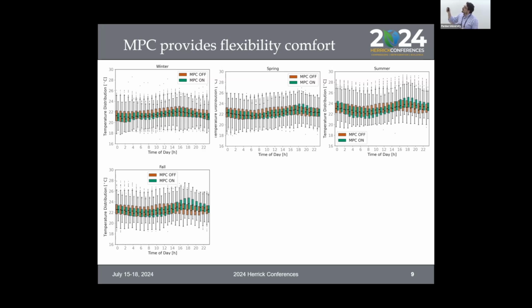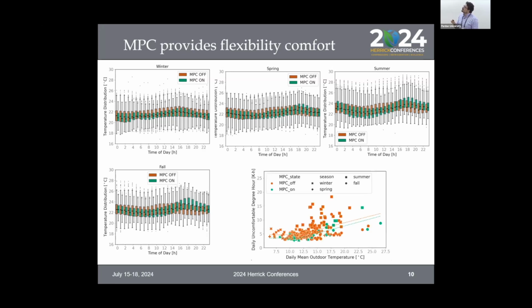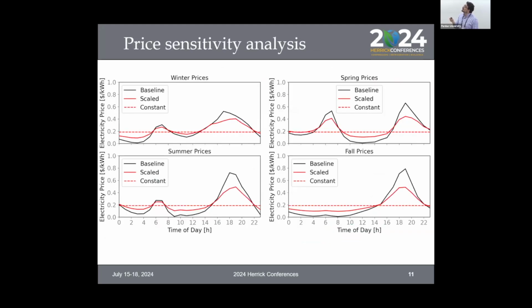let's say in the summer or in fall, it tends to let the building warm up a little more than the rule-based controller. But we think that in general, there were no complaints from the occupants of the building. And in this plot, you see a scatter plot with the discomfort, so the number of the daily uncomfortable degree hours for the MPC and for the rule-based controller. And there was no particular difference between the two.